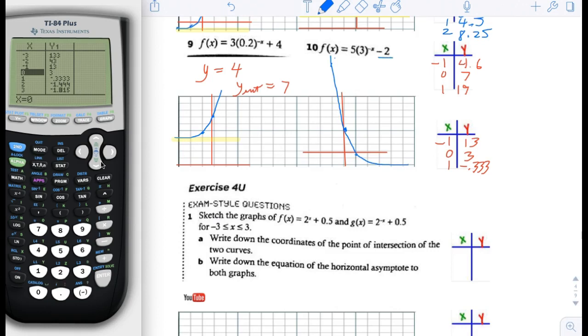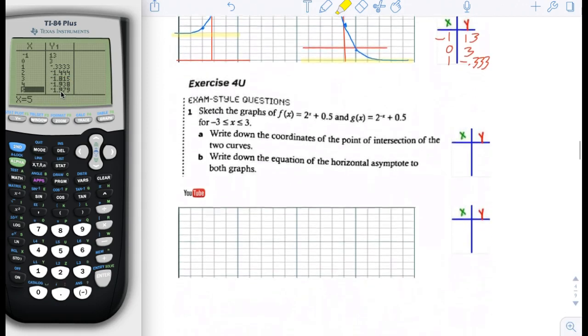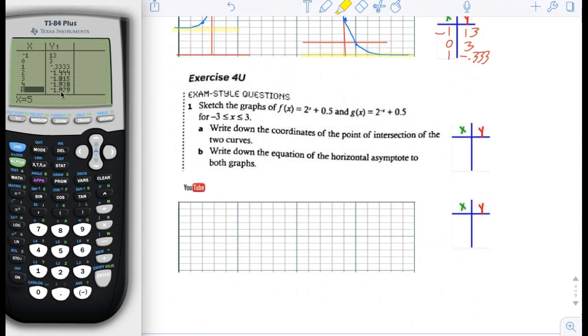And remember that our horizontal asymptote is going to be at y equals negative 2, which is right there. Okay, so if you go to the positive x values, you can see that you approach negative 2 as the asymptote, like we predicted. Okay, all right, now let's go down to the last question, which is in a different section.